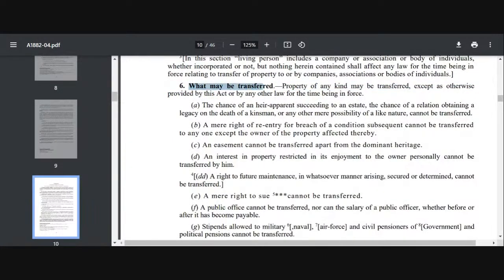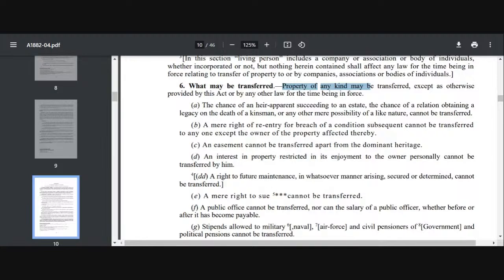अब यहाँ लिखा है कि आप सारी चीजें ट्रांसफर कर सकते हो एक्सेप्ट दीज थिंग्स. राइट, लिखा है दैट आप सारी चीजें ट्रांसफर कर सकते हो एक्सेप्ट दीज थिंग्स. And there are some from A to I, 10 चीजों के बारे में यहाँ दिया है जिसे आप ट्रांसफर नहीं कर सकते हो. तो इन 10 चीजों को छोड़कर बाकी सारी चीजें ट्रांसफरेबल हैं. तो क्या क्या चीजें ट्रांसफर नहीं हो सकती हैं.